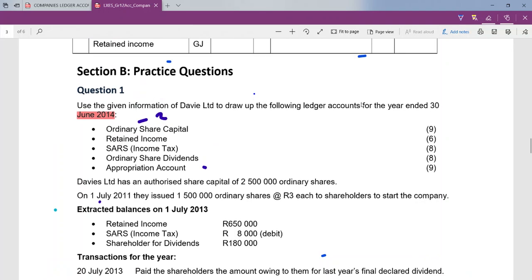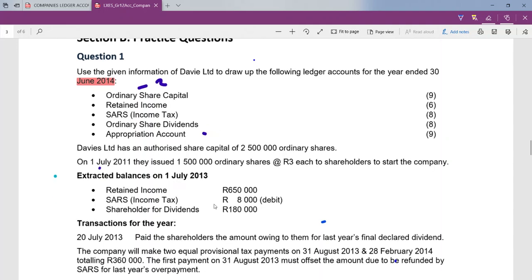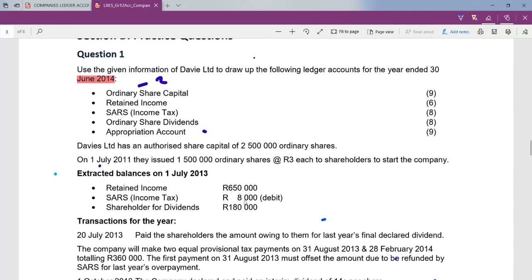In this information, we are told that our financial year is ending on 30 June 2014, which is very important. When you do this account, you need to pay attention to your dates, because this will help you to know how you are going with your information. Here, they are telling us that the extracted balances on 1 July 2013 indicated that SARS income tax had a debit balance at the beginning of the year. Which means that we had overpaid SARS in the previous year, meaning that SARS now owes us. So hence, SARS income tax at the beginning of the year will become an opening balance on the debit side.